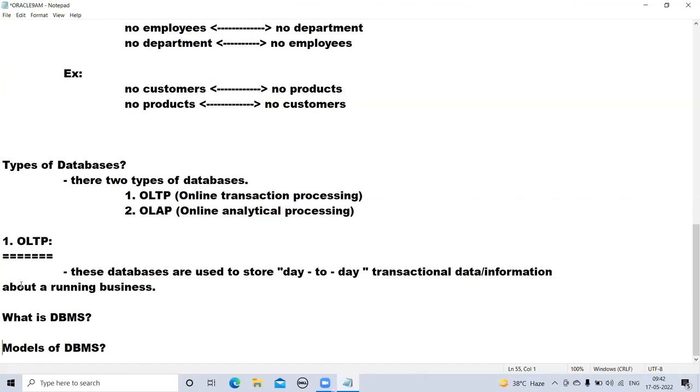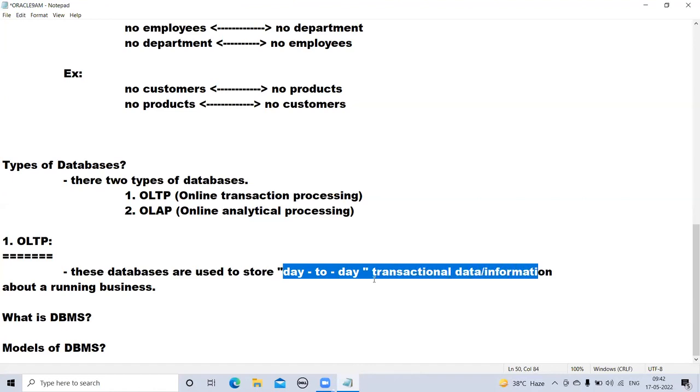Which kind of organizations maintain that kind of activities? Those kind of people, what are they using? OLTP. That's why we call it storing day-to-day transactional data or information. So day to day means what? That's what we said, 24/7. So day to day means every day, every second, every minute, whatever transaction is going on in your business, every transactional data or information will be maintained under OLTP.